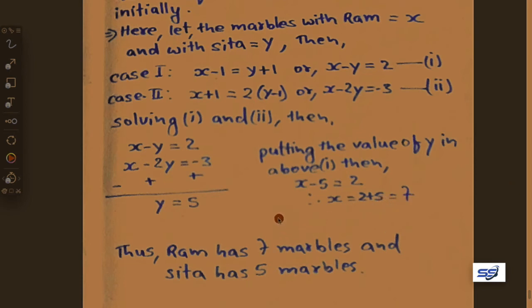In the beginning we assumed that Ram possesses x marbles. It means x value is 7, so Ram possesses 7 marbles, and Sita possesses y marbles. It means y equal 5, so Sita possesses 5 marbles. In this way, we get the required number of marbles possessed by Ram and Sita.